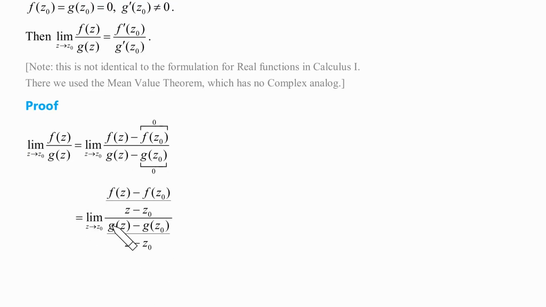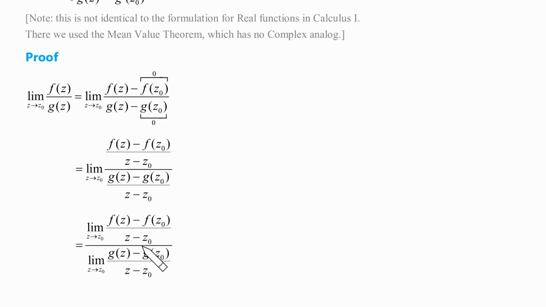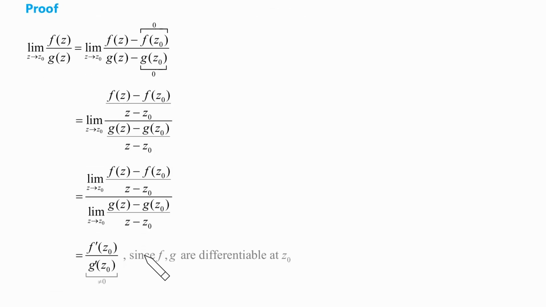Now, the limit of a quotient is a quotient of the limits, provided that the denominator doesn't go to 0. So we put the limit over the limit. And what we get is this expression, and I'll explain.